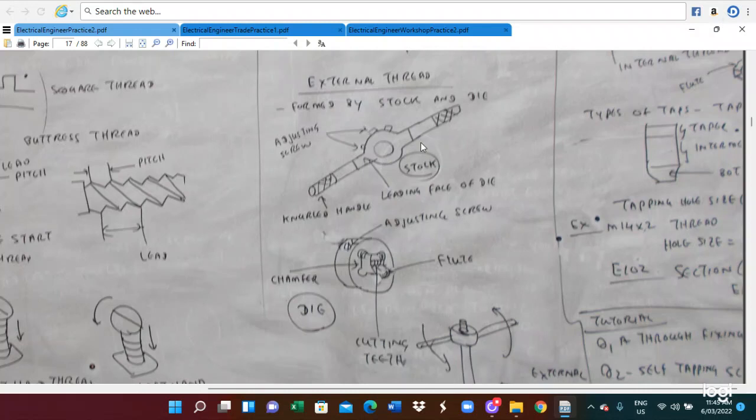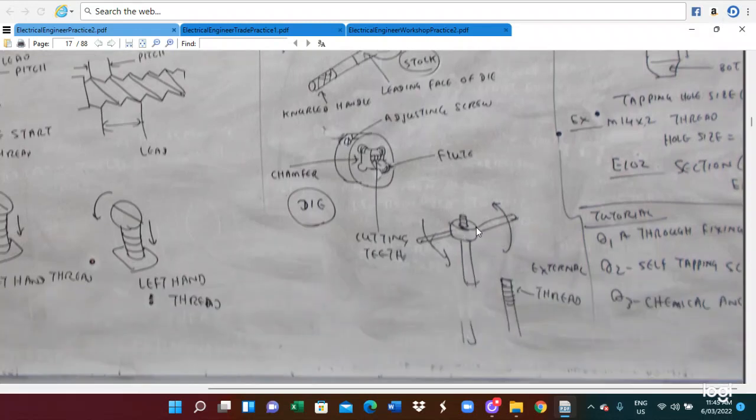Here, the external thread can be formed by using the stock and the die. So here is the stock. This stock will hold the die for the external thread. This is what we call the adjustable screw, and here is the flute. This is a chamfer. This is what we call the die. So the die we put into the stock, so that we fit it into the stock, and then we can form the external thread. So this is how to form the external thread. By turning the handle, we can make the thread on any pipe or any conduit.